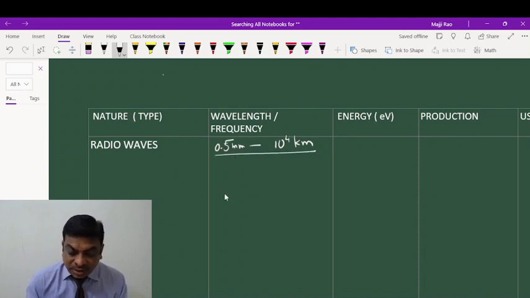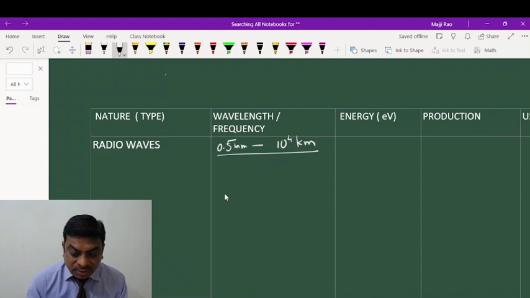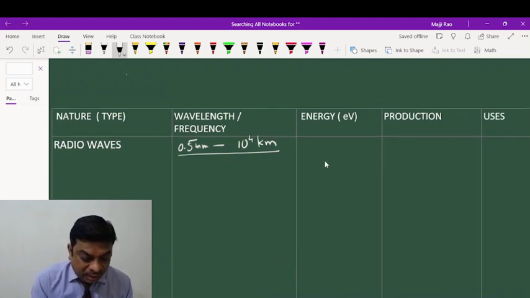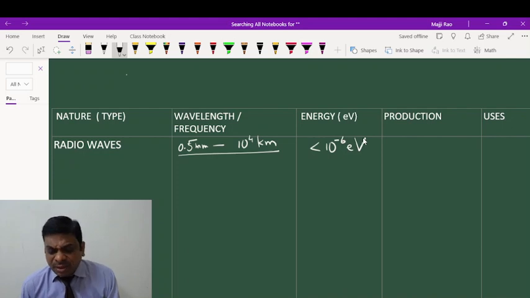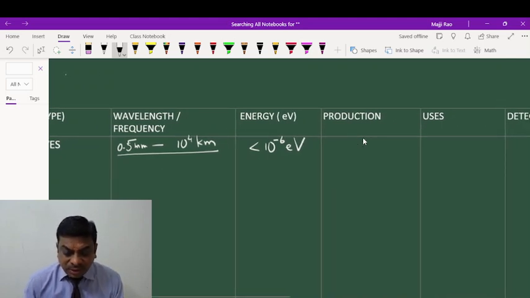Frequency we'll discuss very soon. I'll come back to this, don't worry. And the energy of the photons is very, very less, probably less than 10 to the power minus 6 electron volt. Very less, negligibly small.